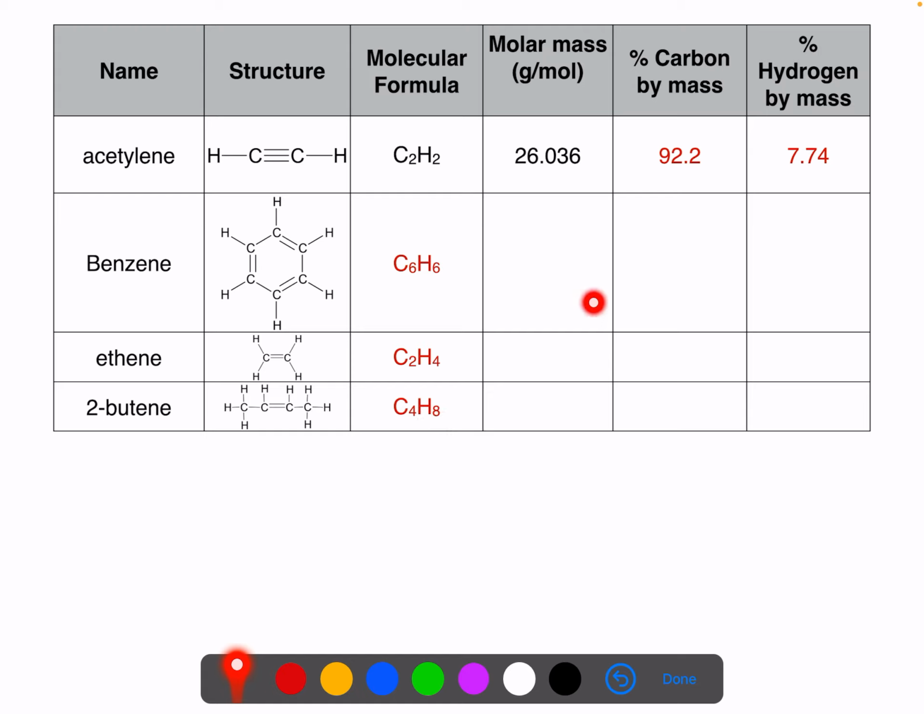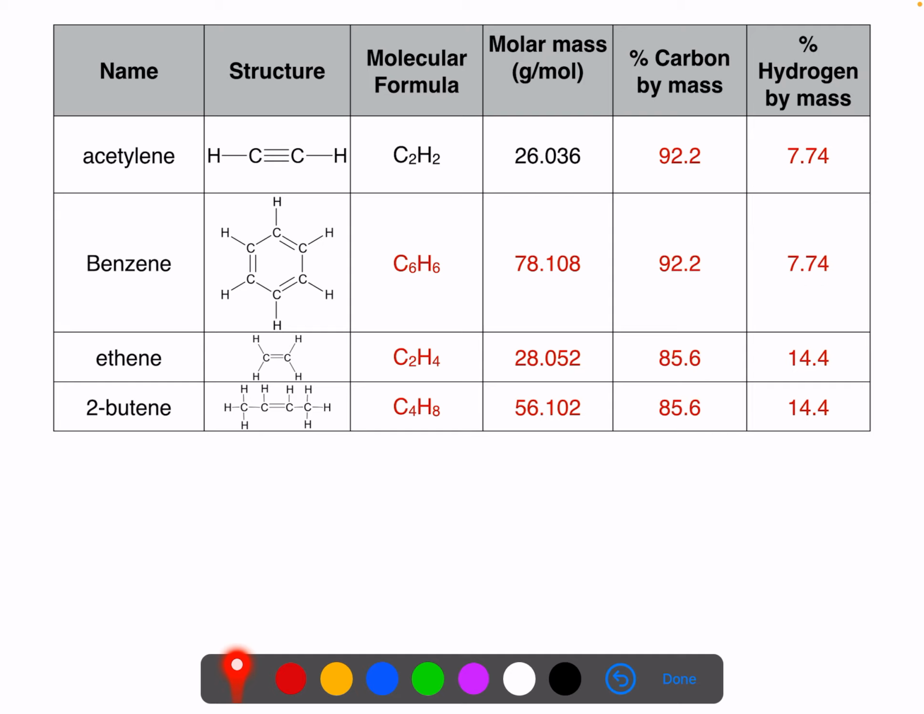You should be able to determine the molar mass of each of these. And then we should be able to determine the percent carbon by mass and the percent hydrogen by mass, just like we just did. So I'd encourage you to pause the video, calculate, fill this table out, and then keep watching. So if you've gone through those calculations, this is what you should get. Here are our molar masses, and here's the percent carbon by mass and hydrogen by mass.